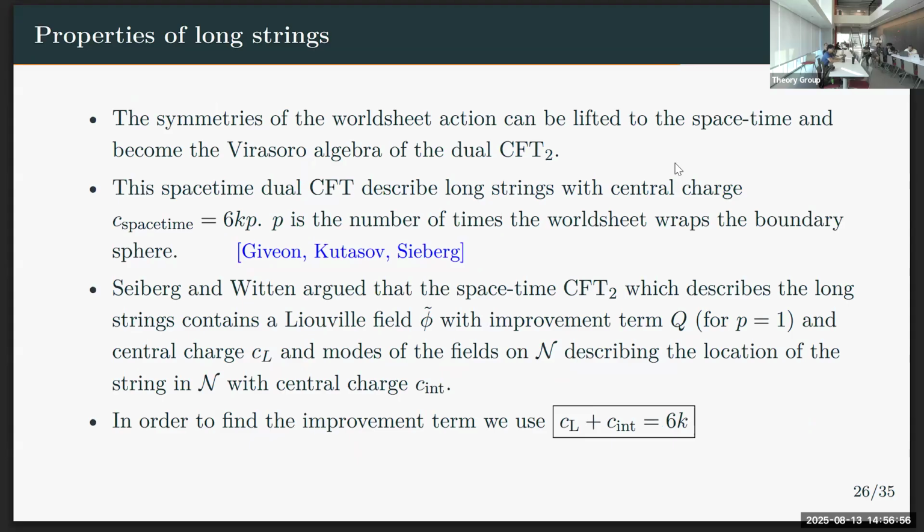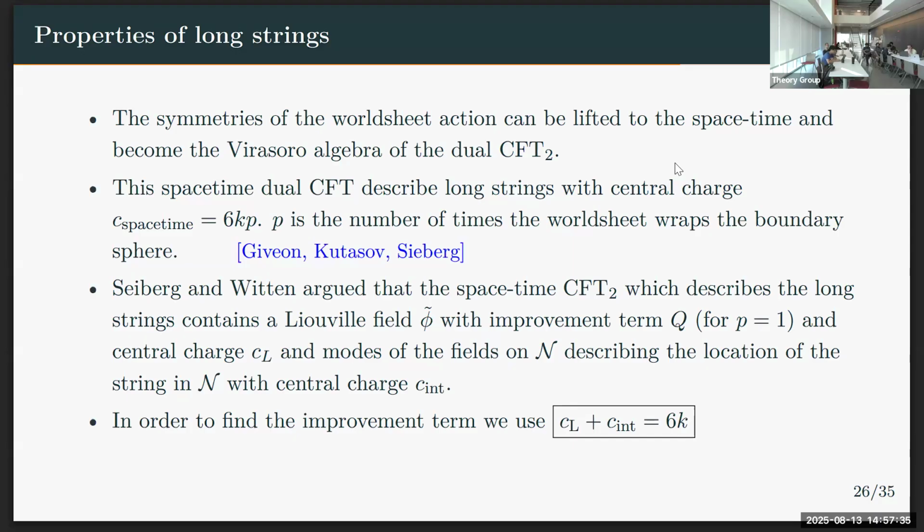Right. So in the paper by Giveon, Kutasov and Seiberg, what they showed was that the symmetries of this worldsheet action can be lifted to space-time, and it becomes the Virasoro algebra of the dual CFT2. And the central charge of this dual CFT, which describes the long strings, is given by c space-time equals 6kp, where p is the number of times the worldsheet wraps the boundary. We will only look at p equals 1, where the worldsheet wraps the boundary one time. So we'll just work with p equals 1.